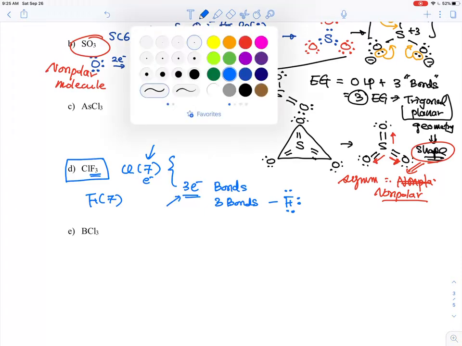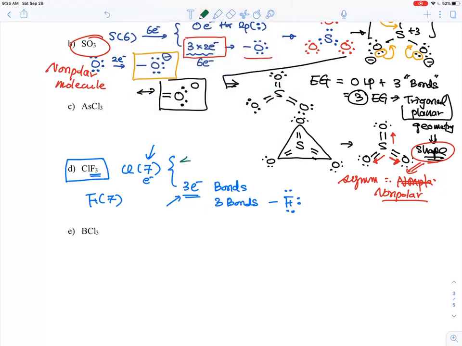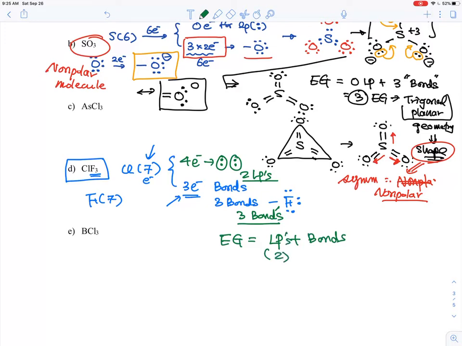And then what's left over now? You have 6 electrons left over on each fluorine, and on chlorine 4 electrons are left over, and these will be paired up. 1, 2, one lone pair, 1, 2, second lone pair. So you have 2 lone pairs. And how many bonds? You have 3 bonds. So this is one of the interesting examples where we count electron groups, which are lone pairs and bonds. How many lone pairs do you have? You got 2. You got 3 bonds.